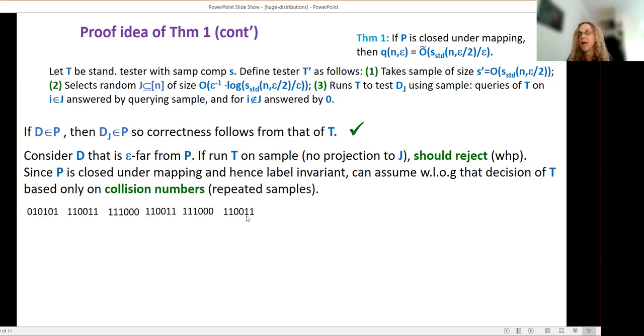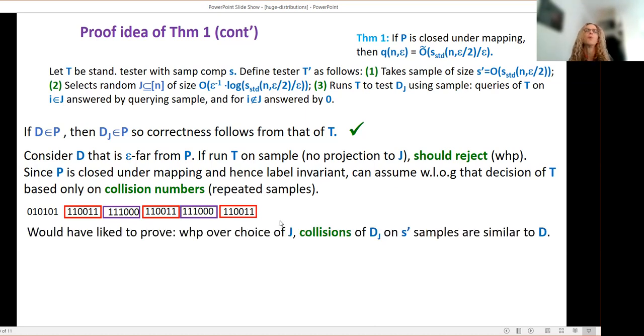So once again, an example of what I mean by collisions. Suppose this is my sample here. Then we have these three samples collide. They're the same. These three collide. So the collision numbers, I have one two-way collision, one three-way collision, and one singleton. So this is the notion of collision numbers.